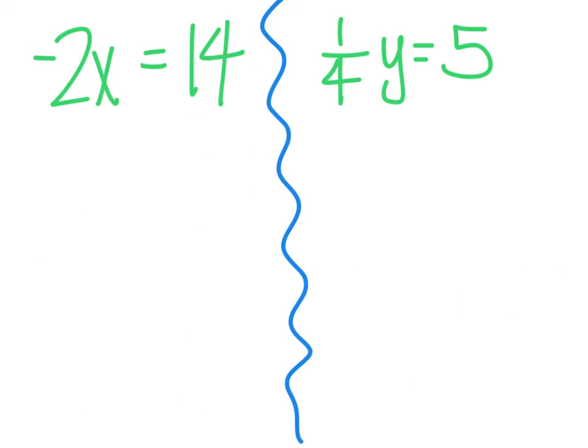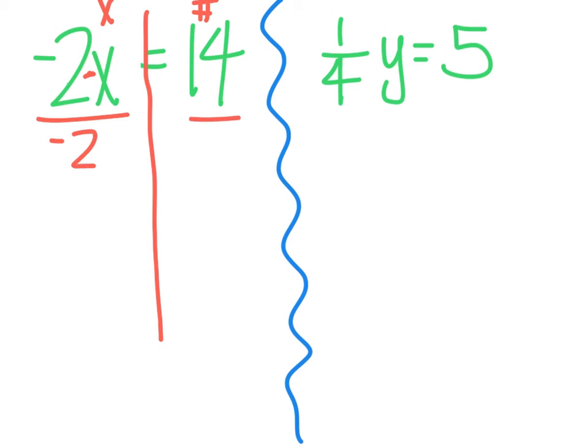Do not forget that if you have a number and a letter next to each other, that in fact means they are multiplied. So when I'm solving here, I need to again get x by itself and numbers on the other side. So the opposite of multiplying by negative 2 is to divide both sides by negative 2. So I get x equals 14 divided by negative 2 is negative 7.